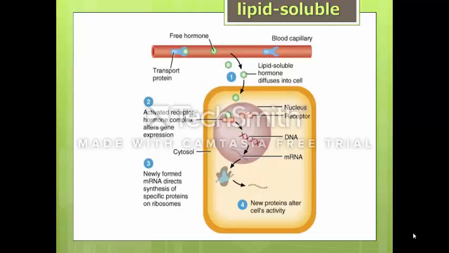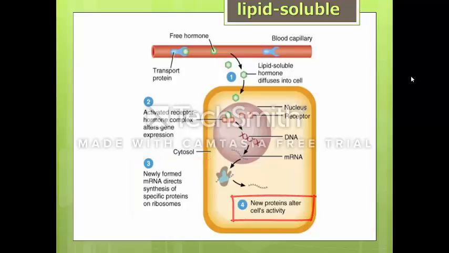This diagram shows the action of a lipid-soluble hormone. So we can see that the hormone is transported in the blood on a transport protein. As it reaches the target cell, the lipid-soluble hormone diffuses into the cell. This joins with receptors within the cell to form an activated receptor hormone complex, and it will alter the gene expression of the cell. The newly formed mRNA directs synthesis of specific proteins on ribosomes, and the new proteins alter the cell's activity.